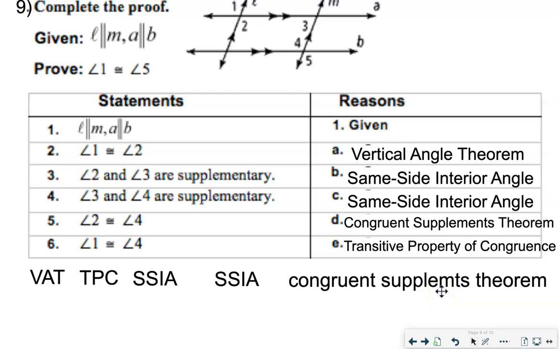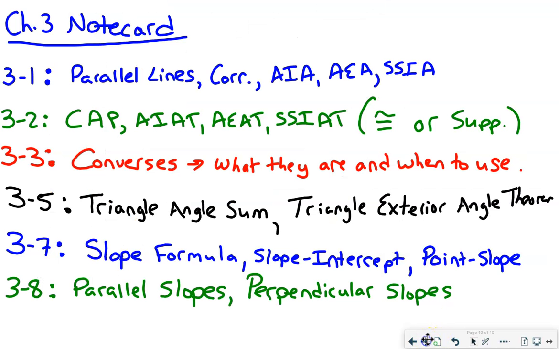Feel free to ask your teacher about any more of those. I'm just going to end the video with a little list of everything that was in Chapter 3 that's worth putting on your note card. So the things from 3.1 through 3.3, all that vocab: corresponding, alternate interior, alternate exterior, same side interior. Know which ones are congruent and which are supplementary. Know what the converses of those are and why and when to use them.